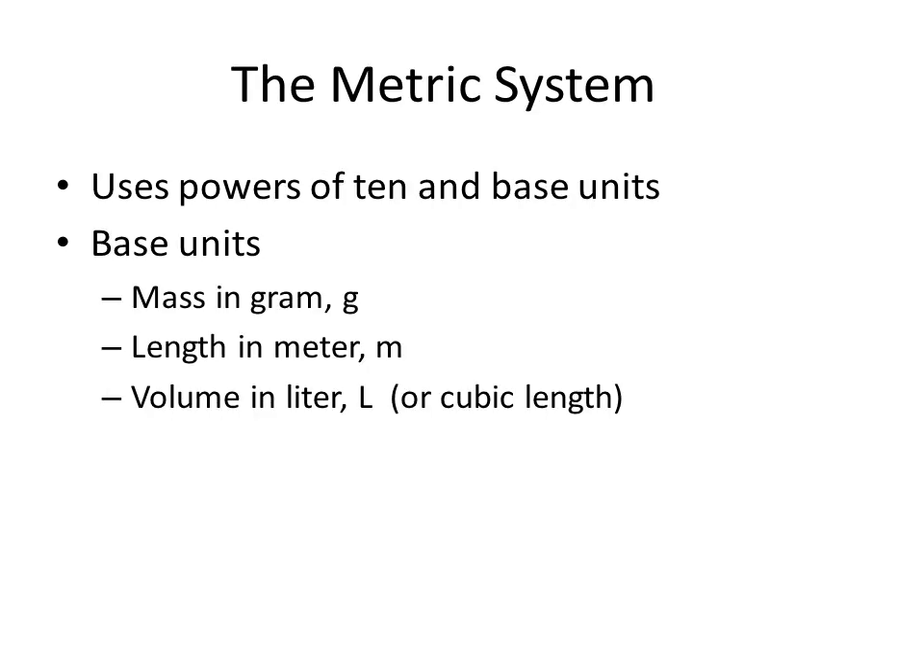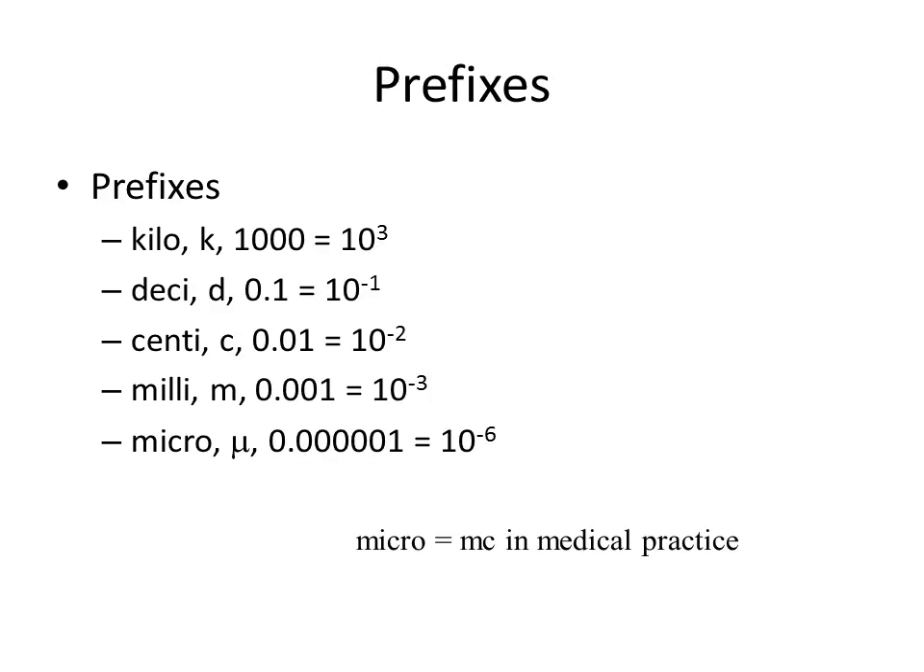The metric system is based on powers of 10 and the base units. I've already given the base units to you: gram, meter, and liter. And we have some prefixes that we use with that. For instance, kilo, deci, centi, milli, and micro. There are a lot more prefixes than these. I'm just giving you the ones that are commonly used in the medical area.